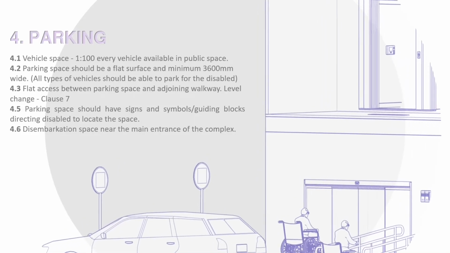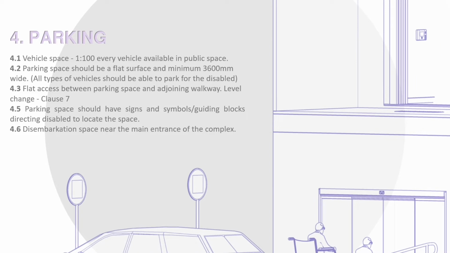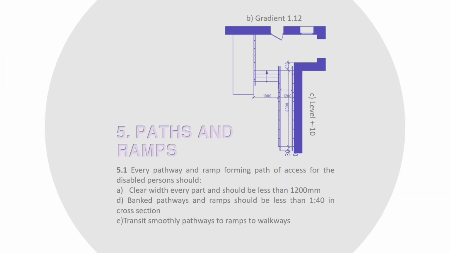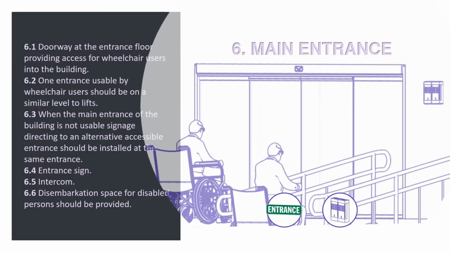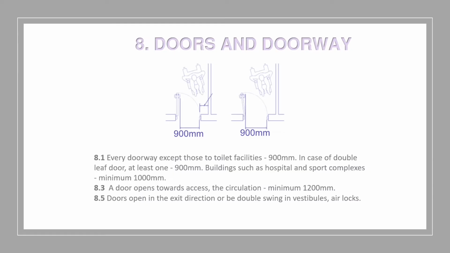Parking. Available vehicle space should be 1 to 100 on a flat surface with signs and guiding blocks. Paths and ramps. Every pathway and ramp should be minimum 1,200 mm width at a gradient of 1 to 12. The entrance. One entrance usable by wheelchair users should be on a similar level to lifts and should have entrance sign and intercom.